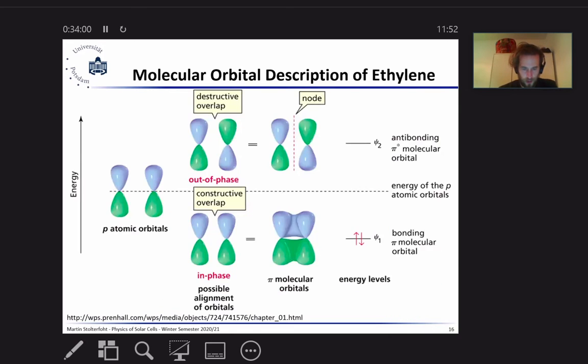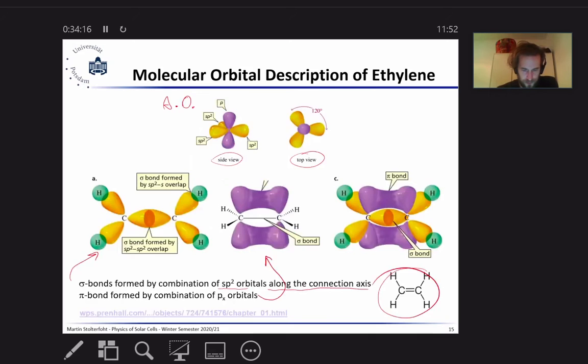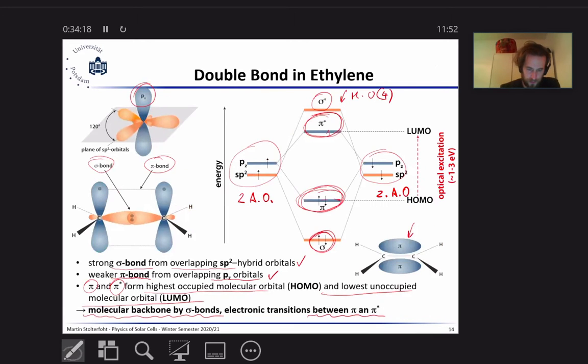And okay, so how do the molecular orbitals look like in the ground and the excited state? So again, let's only focus on the p orbitals, so only on those ones here in the case of the ethylene.